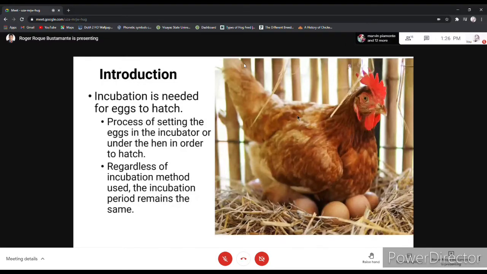Now we have to remember this one. The method used may change, but regardless of the method, the period remains the same. Eggs will hatch after 20 days in the incubator.